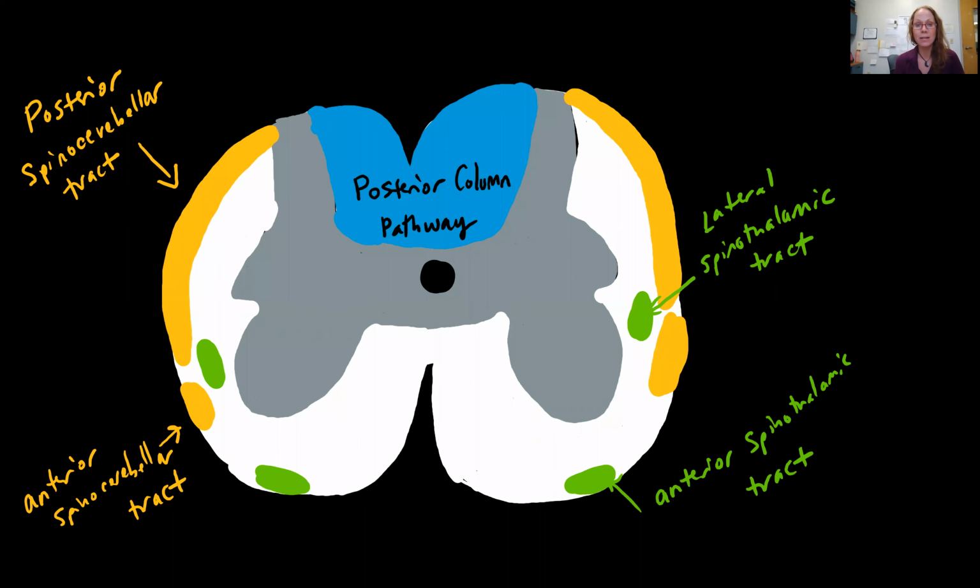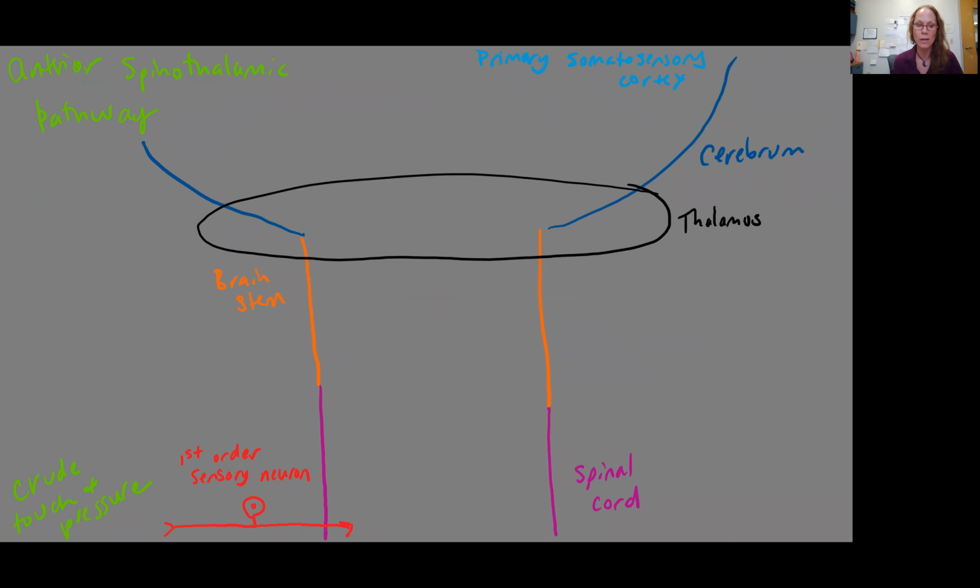And then our last ascending tract is the anterior spinothalamic tract. This one is named because also you have information coming in the spinal cord and then going to the relay center of the thalamus, and here it's positioned in the anterior white column. The anterior spinothalamic tract is very similar to the lateral spinothalamic tract, except you have different type of information traveling.